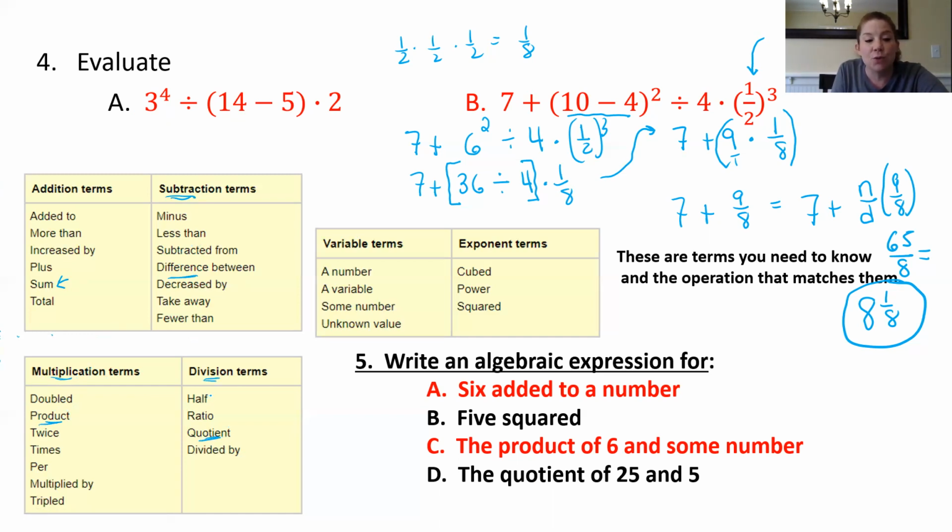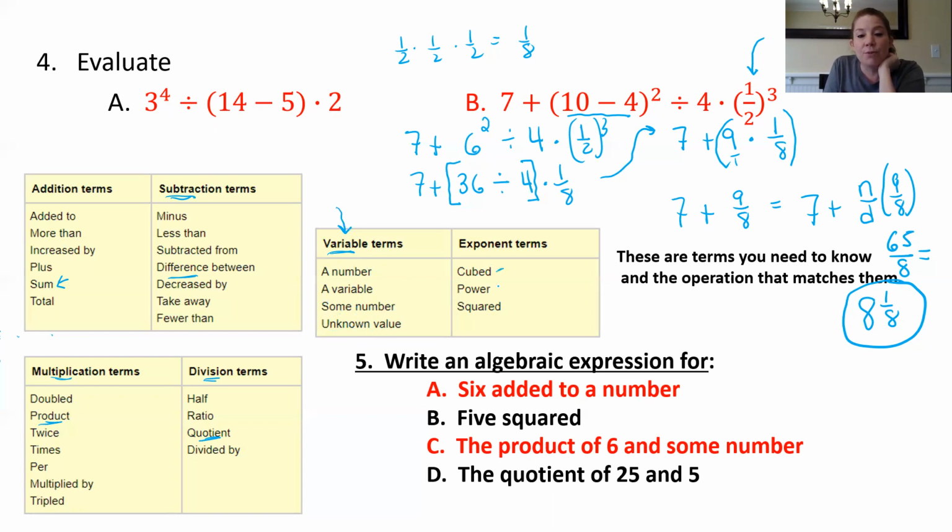Now, obviously, I only used one word from each column, but you should be familiar with all of these. Make sure you look back at these boxes and understand that if I see the words increase by, I know I'm going to be adding. Now, when we use a letter to represent an unknown value in math, we call that a variable. So if you're told the phrase a number or a variable or some number or unknown value, you're going to use a letter to represent that unknown value.